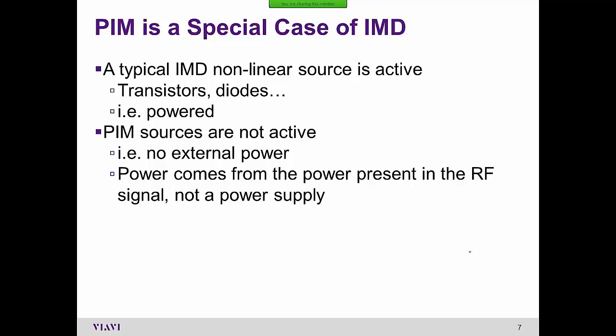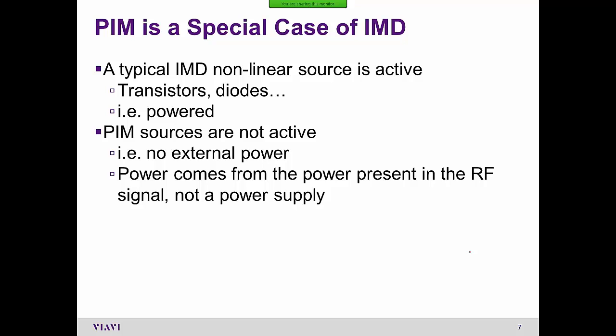So PIM, how is it different from intermodulation distortion? Intermodulation distortion is typically referred to in active devices. So for instance, like in an AM modulator, transistors or diodes or whatever, those devices are usually powered, not always, but usually powered. The old crystal sets would do demodulation with just a passive crystal. So those weren't active, but many of the devices that create intermodulation distortion are active.